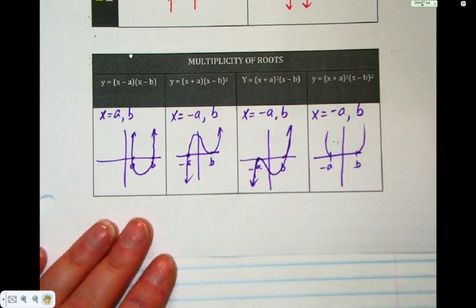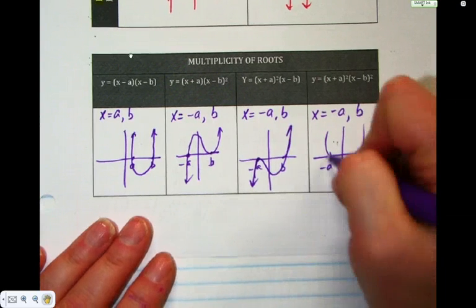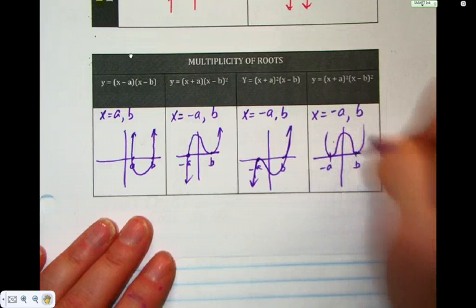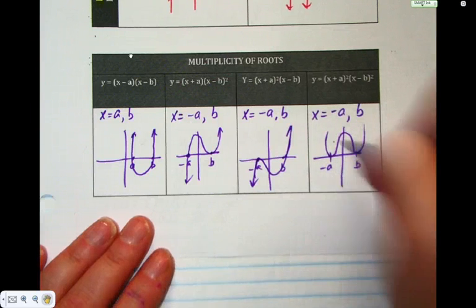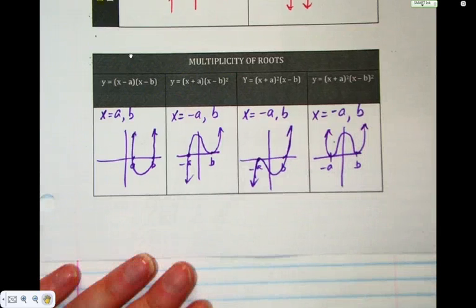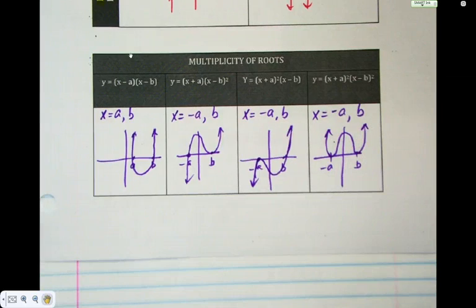Does it cross through A or just sit on A? How do we know? Even multiplicity. And is it going to sit on B or cross through B? Sit on B, and there's where our W comes from. Does the multiplicity make sense?